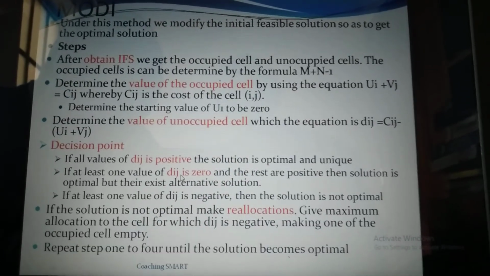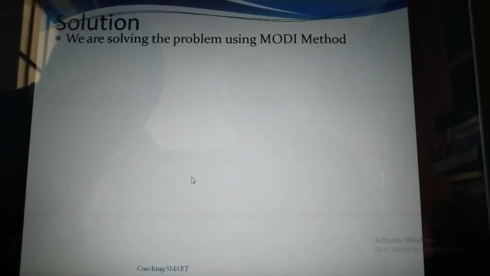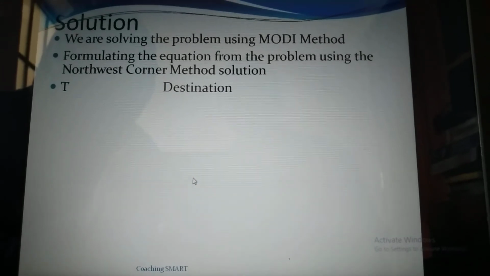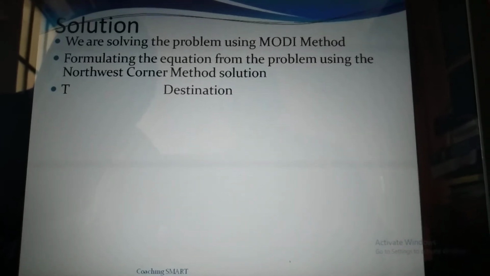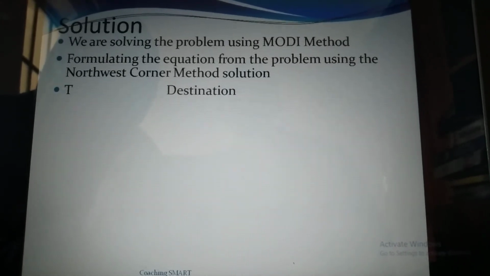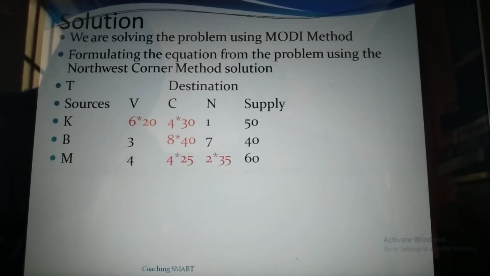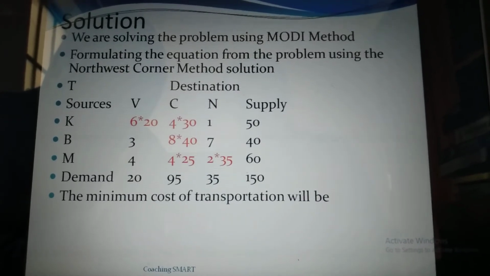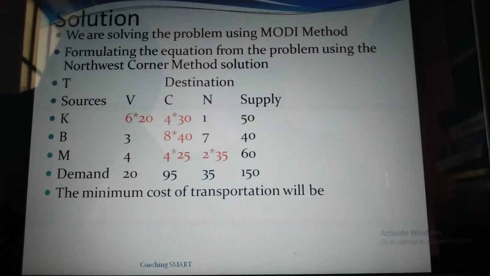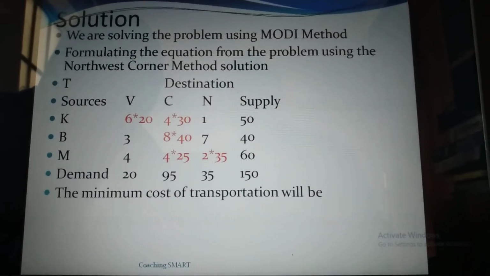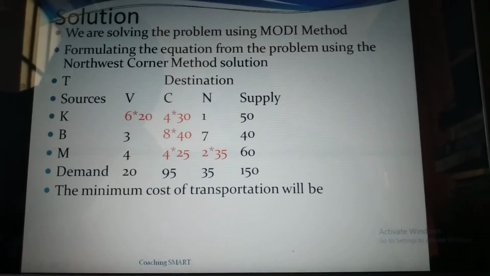Now, we take a question. We are solving a problem using the MODI method. Formulate the equation for the problem using the northwest corner method solution. So our initial feasible solution we actually got from the northwest corner method solution. This is what we found in our northwest corner method solution. Once you have this, we now initiate the process of identifying whether it is optimal or we still need to modify the solution.